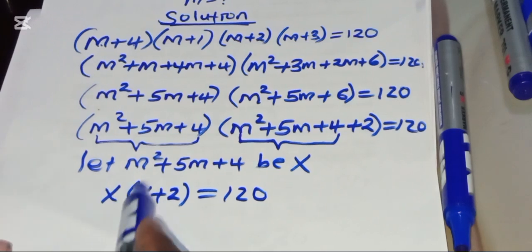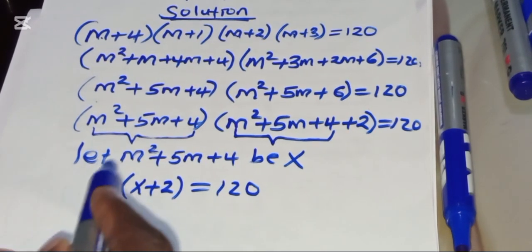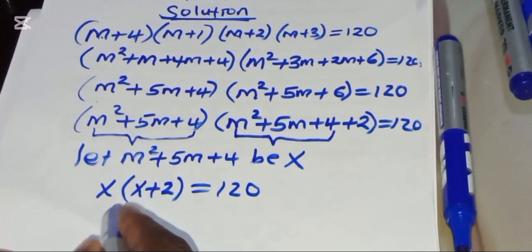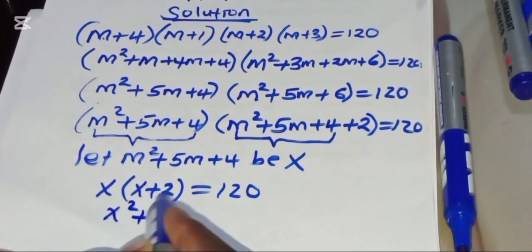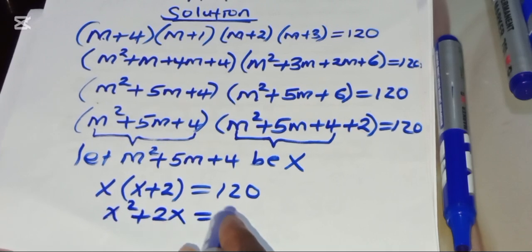We have x times (x + 2). This is equal to 120. Now the second part here, we multiply. We'll have x times x, which is x squared, plus x times 2, this is 2x. This is equal to 120.